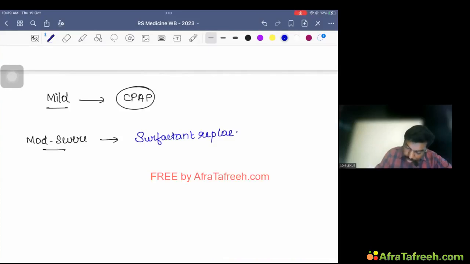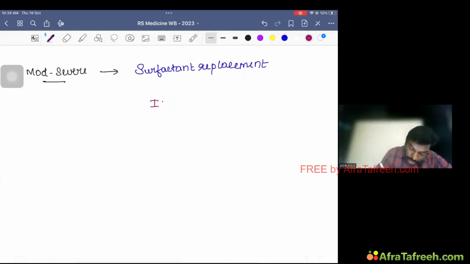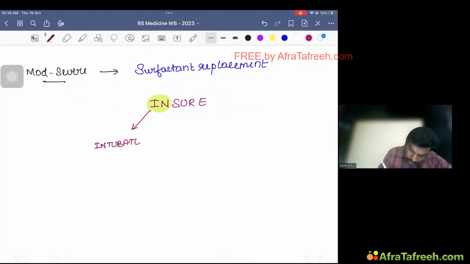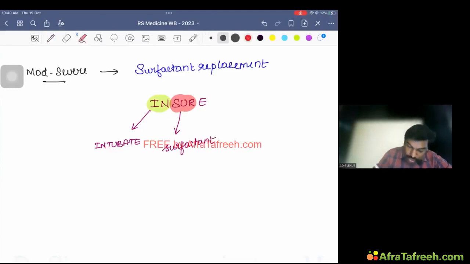So how is the surfactant replaced? If you want to keep the baby intact, you go for the INSURE technique. What is the INSURE technique? You intubate the child, then you give surfactant, and once the child recovers, extubate.